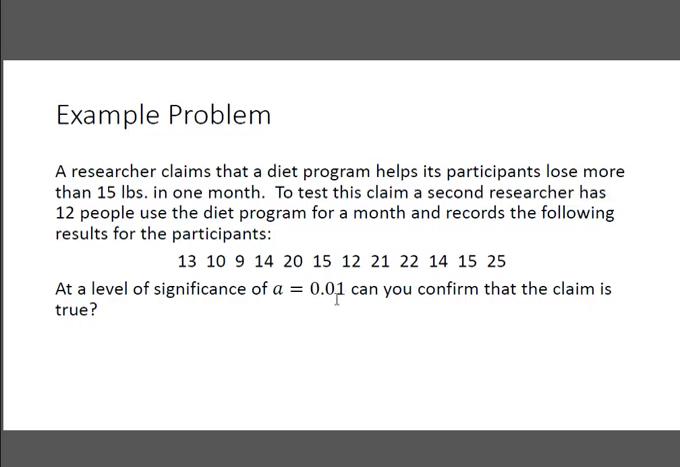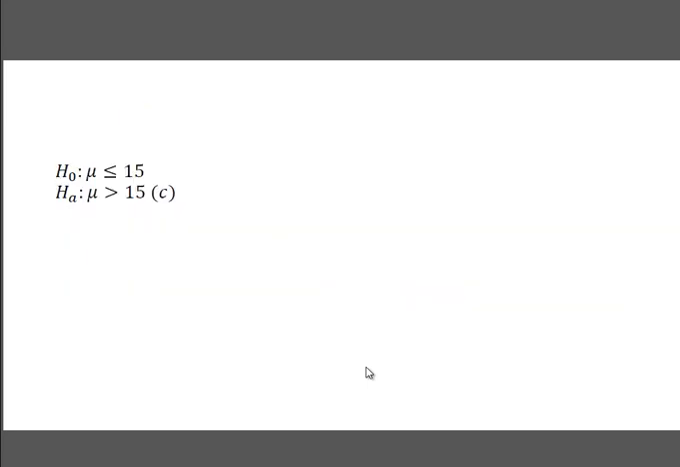So that would be mean is greater than 15. And because greater than is not an equal sign, that claim is going to be the alternative. So it's going to end up looking something like this. The mean is greater than 15 is the alternative, and then the opposite of that would be less than or equal to. So this would be the correct null and alternative hypothesis for the problem.